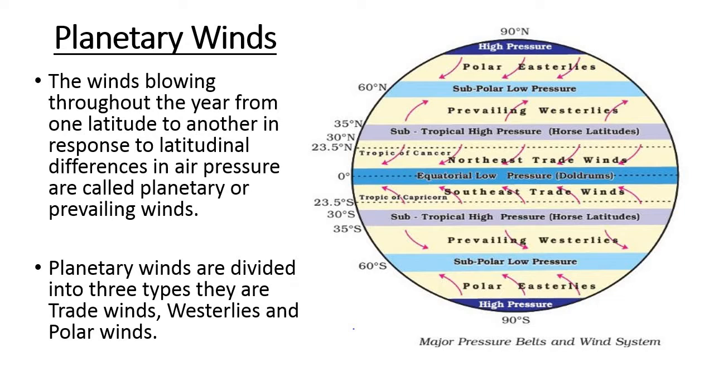Now planetary winds. The winds blowing throughout the year from one latitude to another in response to latitudinal differences in the air pressure are called planetary or prevailing winds. Prevailing winds. Planetary winds are divided into three types. They are trade winds, westerlies, and polar winds.